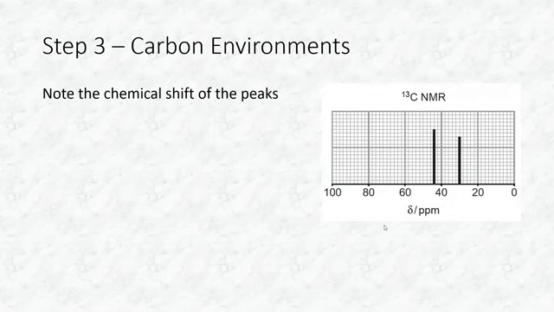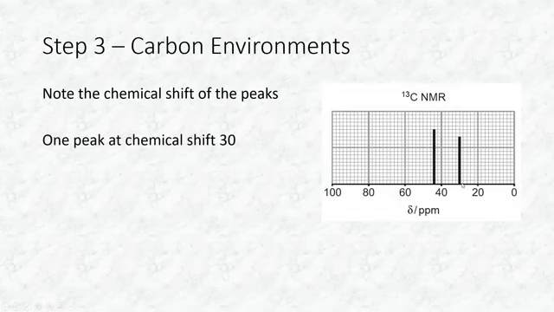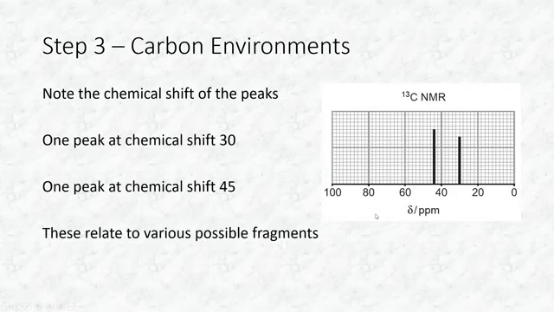Now we look at the chemical shifts of those peaks, and we can see we have one peak at chemical shift 30 and one at about chemical shift 45. And if we look at our table, that doesn't really help us. These can relate to various possible fragments. It's difficult to draw any conclusions from that, but it's important to make the note.